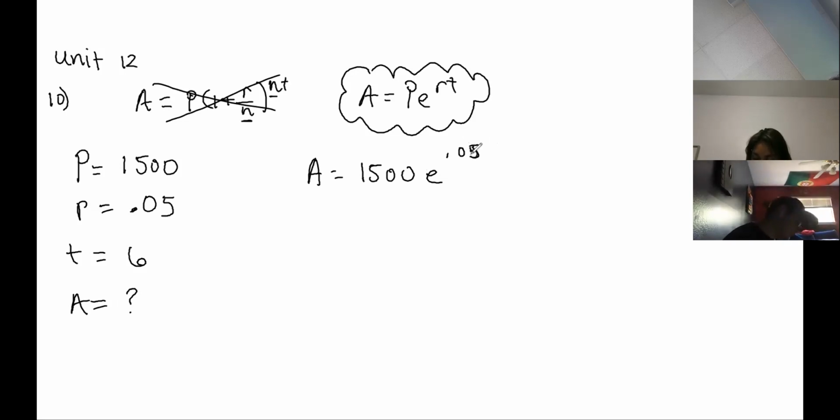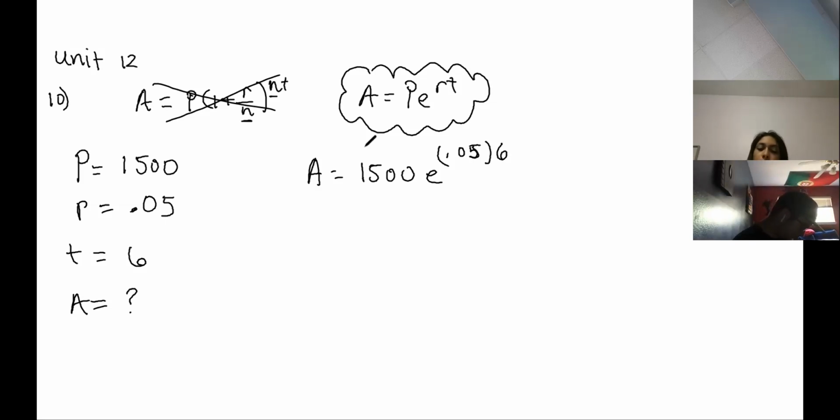0.05 times 6. Wait, I thought it was 5 years. For number 10, it's 5 years for number 9. Oh, maybe I looked at the wrong one. It's okay. But please tell me if I did make any of the mistakes, because I do that often. 1,500 invested at 5%, find its value after 6 years.